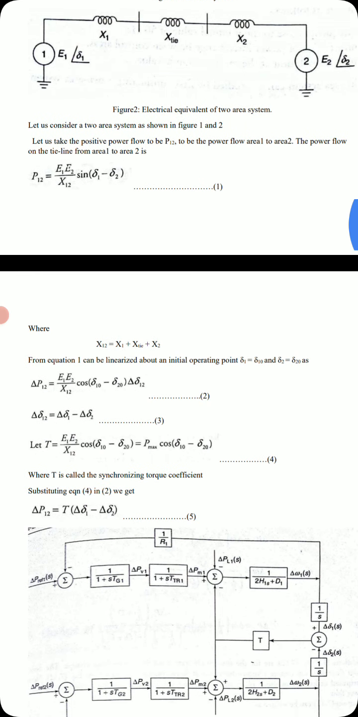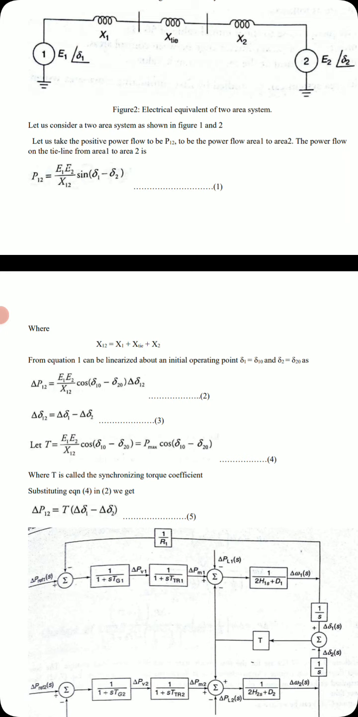So T is equal to E1 E2 by X12 cos of delta 10 minus delta 20, which is given by P max cos of delta 10 minus delta 20. So it's very clear that E1 E2 by X12 is nothing but P max, and T is called the synchronizing torque coefficient.